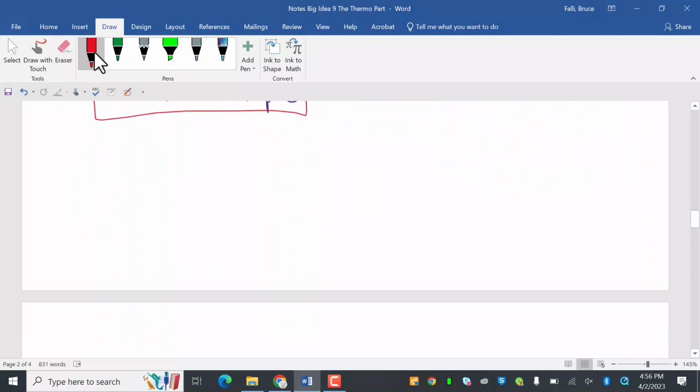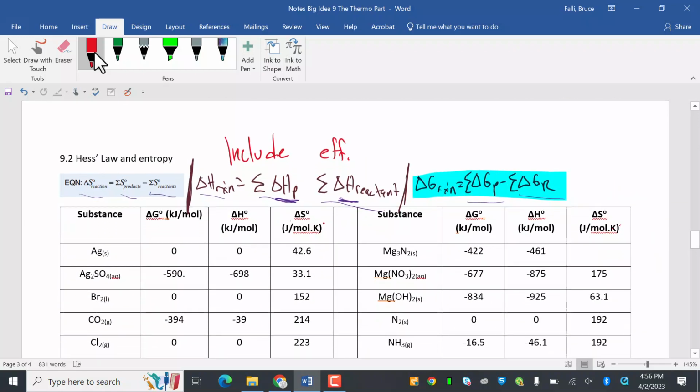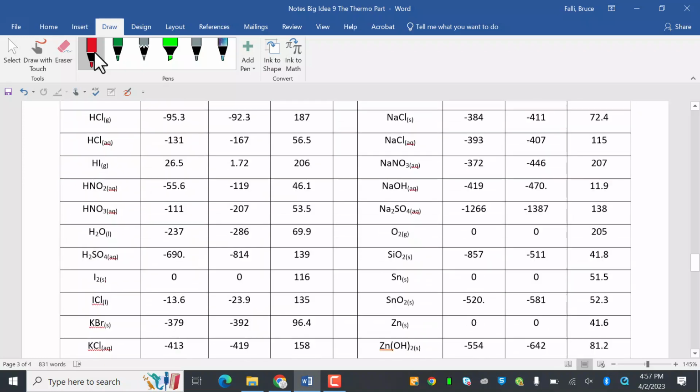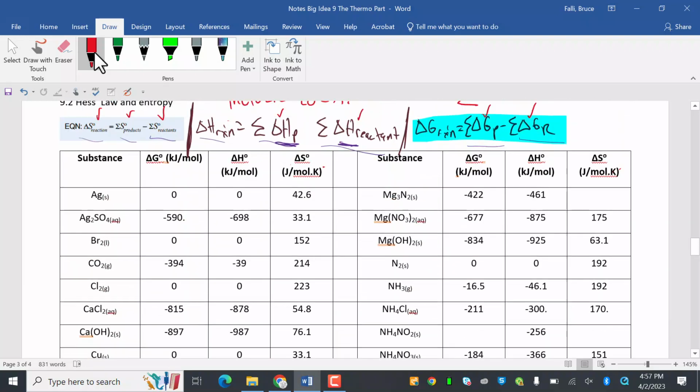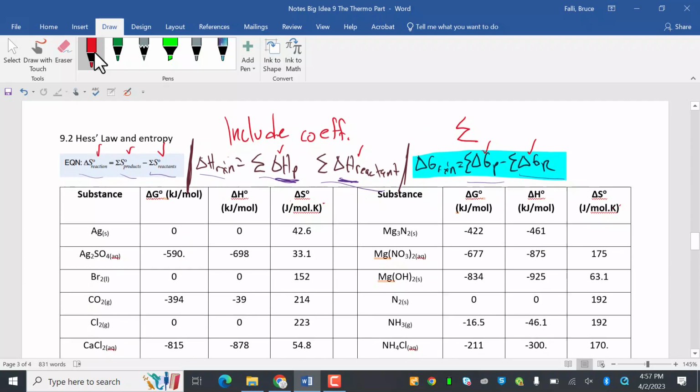I think we got a little bit more, this last part: Hess's law and entropy include coefficients. All we're going to do here is a little bit of math. The equation is Hess's law: reaction equals products minus reactants. Sigma means summation of; include your coefficients. Here's a table, and we're going to do a couple. Find delta S for this reaction. Delta S is products minus reactants.